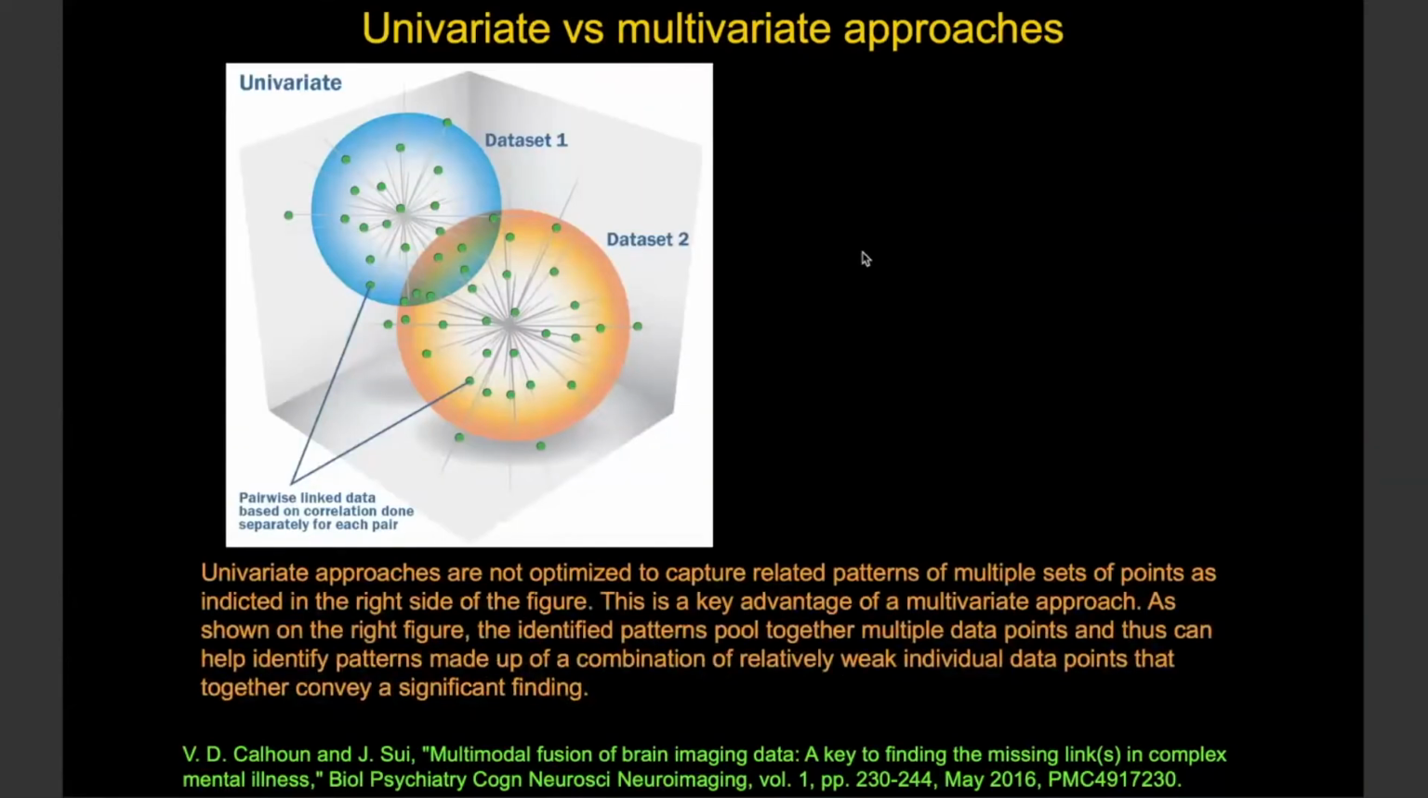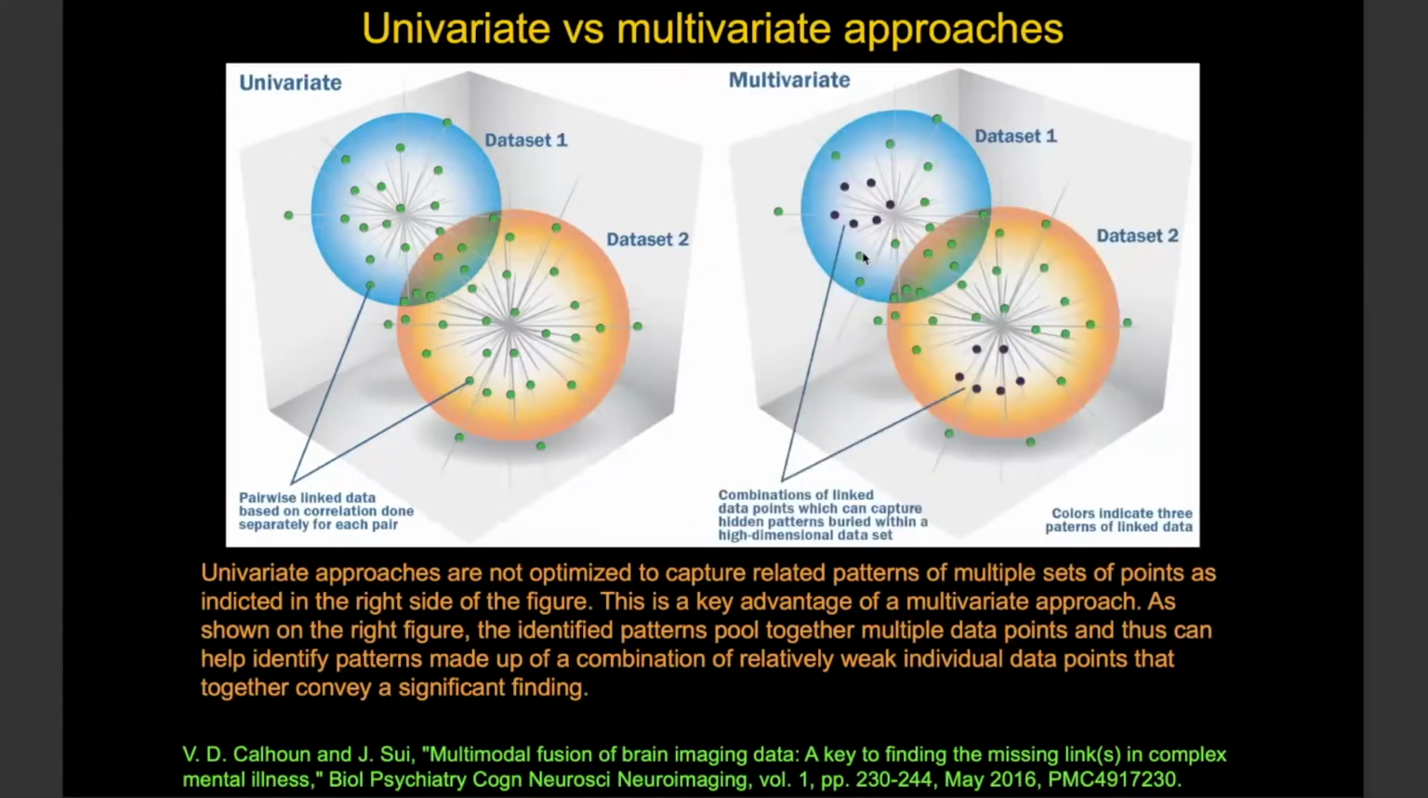I also like to look at the data in a multivariate way, and I think that's important. So we have a cloud of points here, and we can pairwise link them together, of course. But if we don't use a multivariate approach, we might miss the fact that there are actually patterns that are linked within the data sets that are also linked between the data sets in this case. So again, just a little bit of motivation for us.